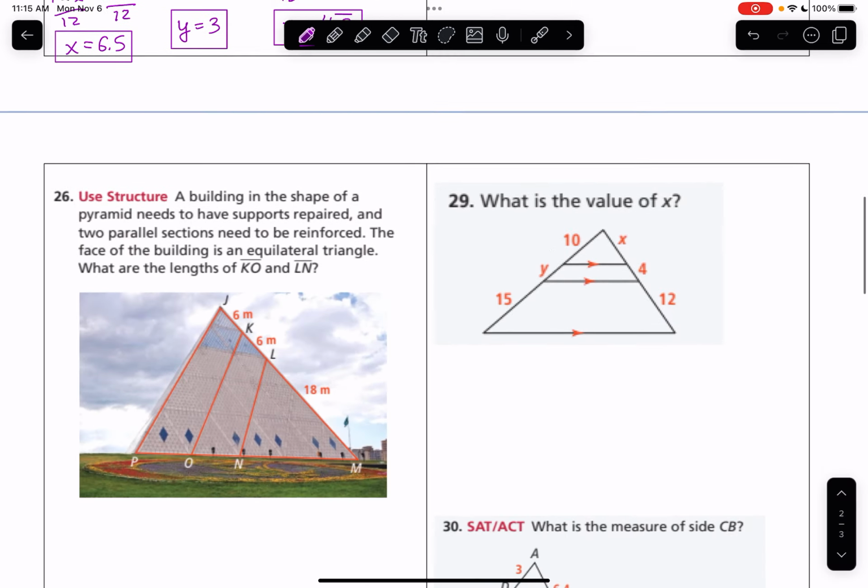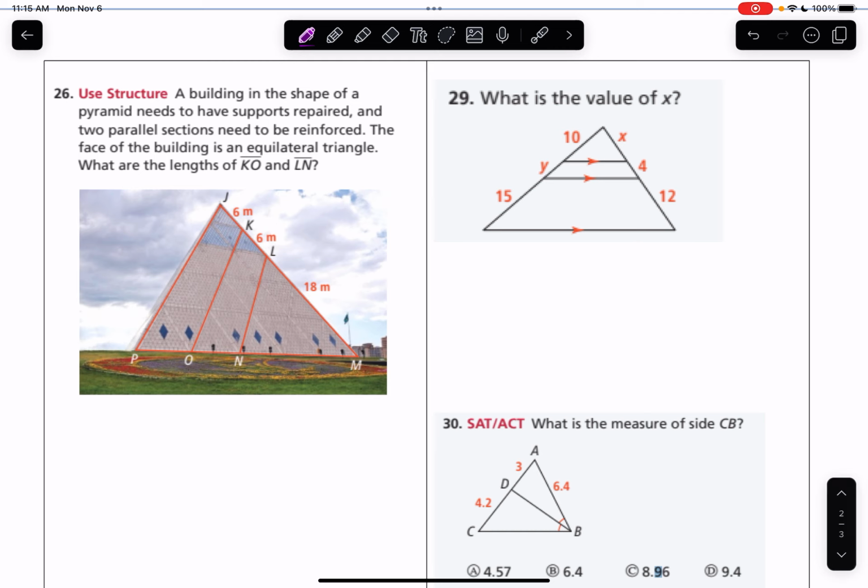Moving on, a building in the shape of a pyramid needs to have supports repaired, and two parallel sections need to be reinforced. The face of the building is an equilateral triangle. What are the lengths of KO and LN?